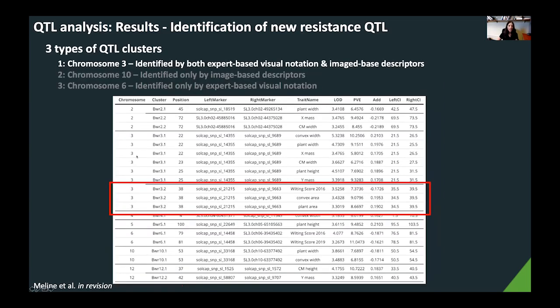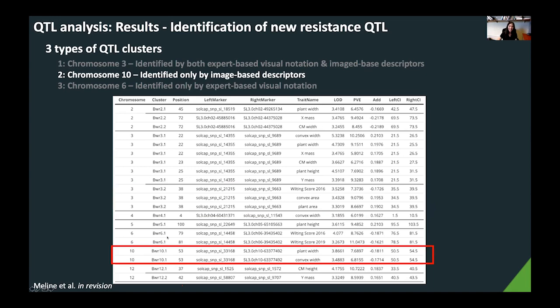The first type, shown here on chromosome 3, were QTL that we identified both by our expert-based visual notation, so both by eye, but also with our image-based descriptors, okay? So you can see here, this cluster BWR 3.2, we identified it in 2016 by wilting, and we also captured it in 2019 with our image-based metrics. So this QTL appears to have something to do with area, okay? We only had one where we identified it both ways.